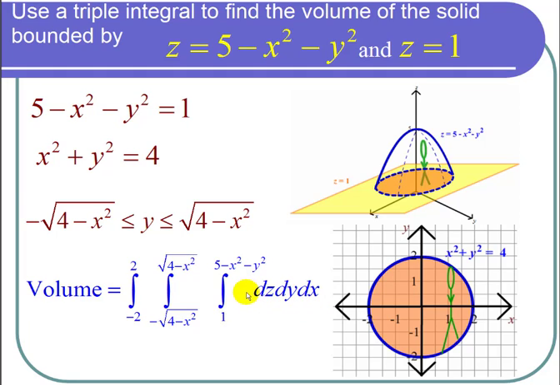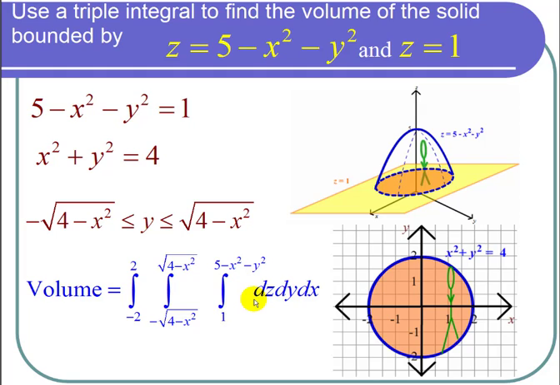Now I could integrate this. The integral of dz is just z, and I can plug in 5 minus x squared minus y squared, and then plug in 1 and subtract. And then I can integrate from negative the square root of 4 minus x squared to positive the square root of 4 minus x squared. Then do some trig sub and work this out. But instead, I did it the easy way out because I figure you all know how to integrate by now. And I used a calculator.